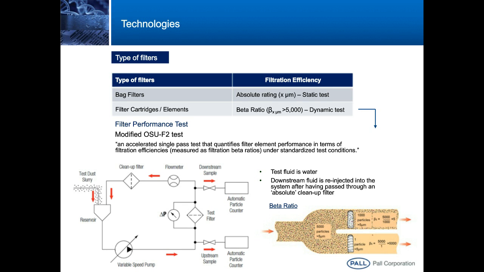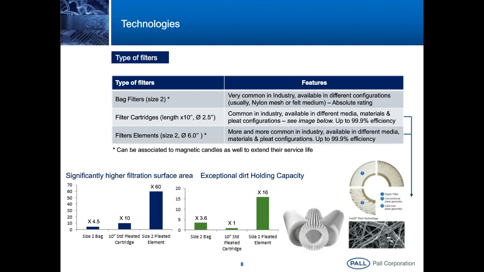This slide is also very important since it puts in perspective different aspects of design and performance for three types of filters which are very common in industry: a size 2 bag filter, a 10-inch long pleated filter cartridge, and a size 2 pleated filter element. Even if the values reported on the two graphs are relative, they are very representative of what is seen in reality. First of all, let's consider the filtration surface area.